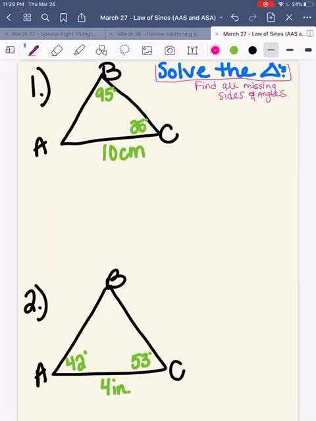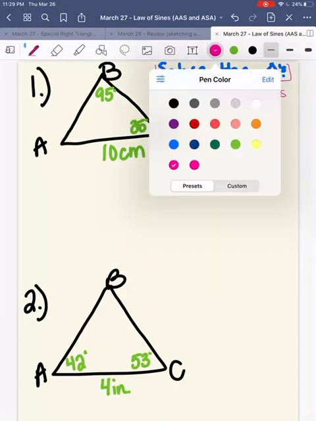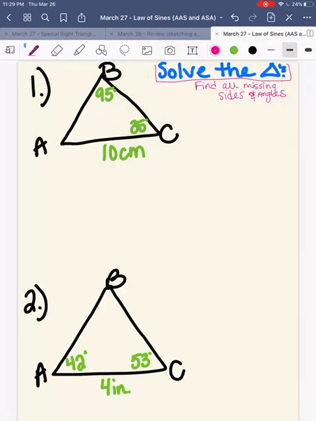Okay, so we're going to find all of the missing sides and all of the missing angles. I'm going to write it over here so I don't forget what we're looking for. We are going to be looking for angle A, side A, and side C. Those are the 3 things I'm looking for.